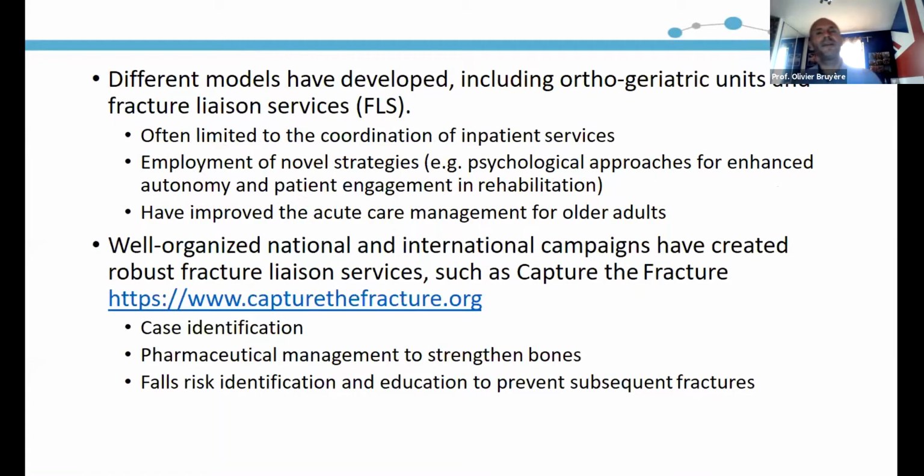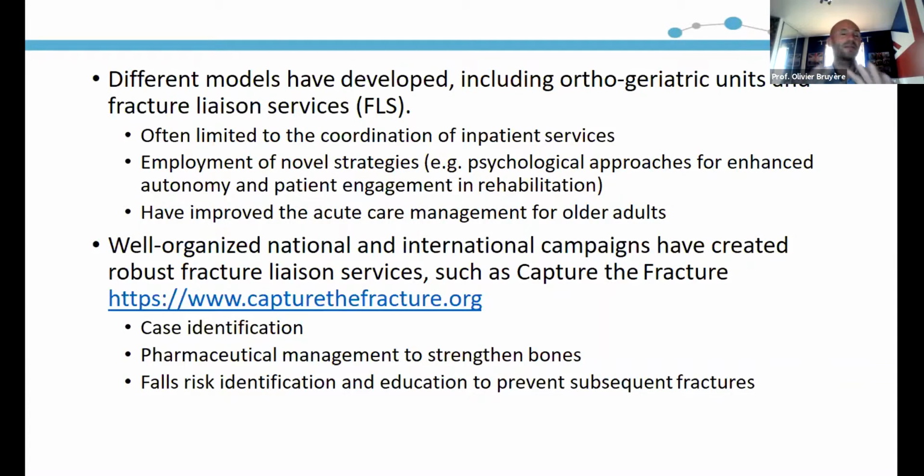That's why different models have been developed, including what we call orthogeriatric units, or more recently, the fracture liaison services. Let's be clear, it's quite new, but in different hospitals where it has been tested, it has been shown that patients are much more quickly managed. They receive much more pharmacological and non-pharmacological treatment, and at the end of the day, they have a better quality of life. So it's important to try to build a fracture liaison service in different hospitals.